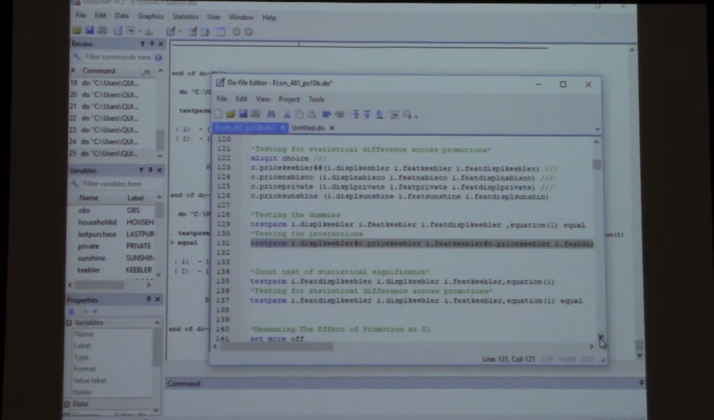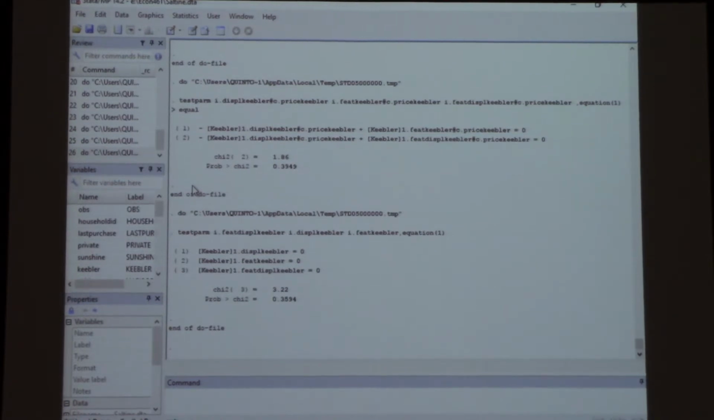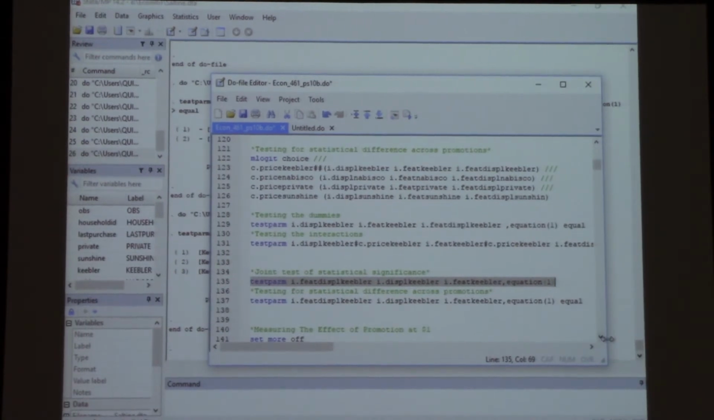Let's see, what are these? These are basically testing to see if all of them are equal to 0 in equation 1, which is the Keebler equation. Again, failed to reject. So the results we're getting are that our promotional effects are not that effective, despite the fact that we got a graph that appears to show positive effects of promotion. Again, something problematic, but we'll probably have to figure out a way to investigate that.